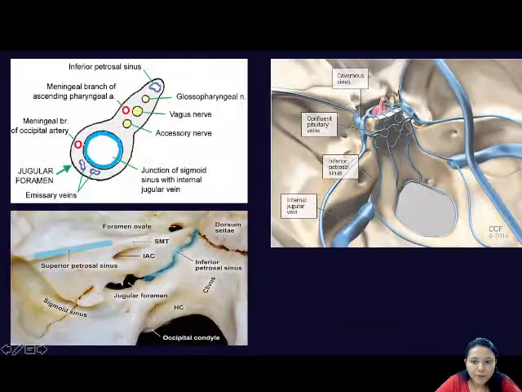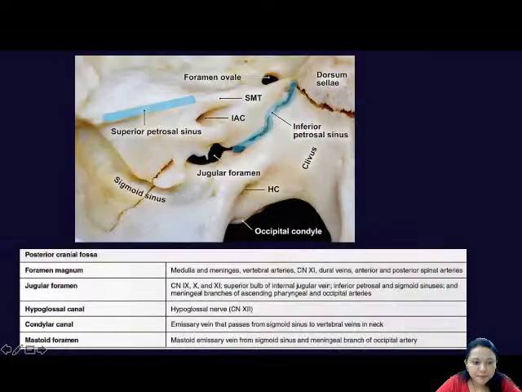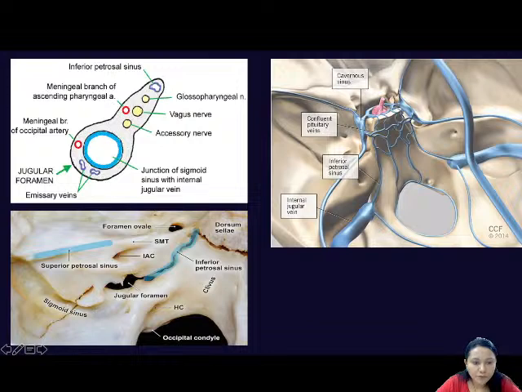Now through the hypoglossal canal, the hypoglossal nerve will pass. So 9, 10, 11 will pass through the jugular foramen, and the 12th nerve is going to pass through the hypoglossal canal.